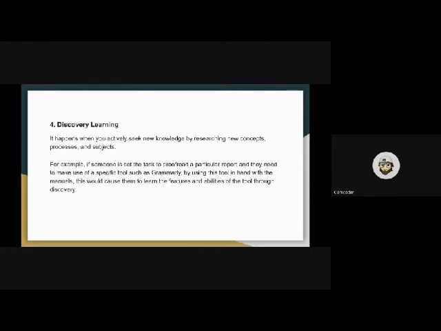Discovery learning. It happens when you actively seek new knowledge by researching new concepts, processes, and subjects. For example, if someone is set a task to proofread a report and they need to make use of specific tools such as Grammarly. By using this tool hand in hand with the manuals, they would learn the features and abilities of the tool through discovery.